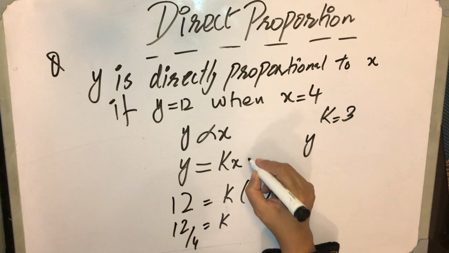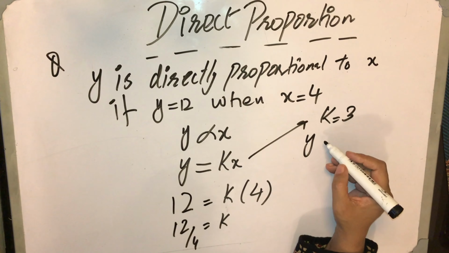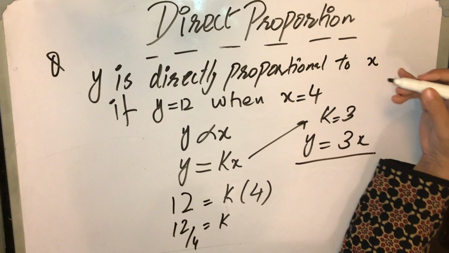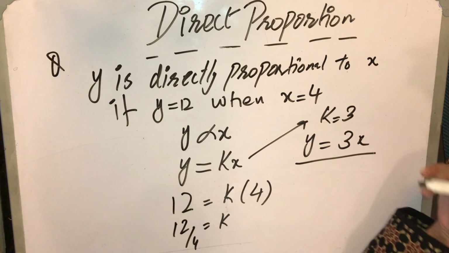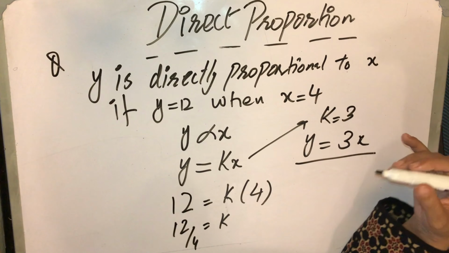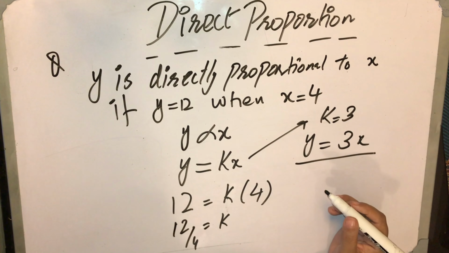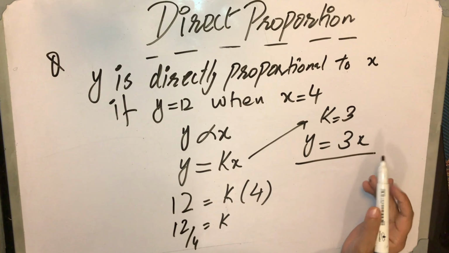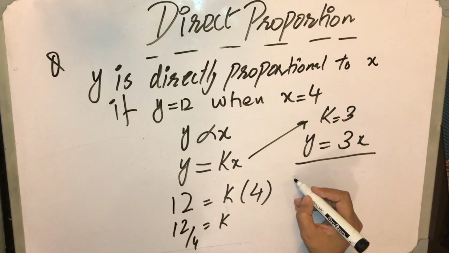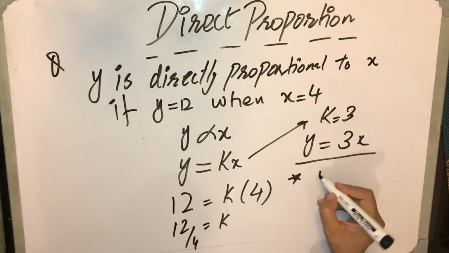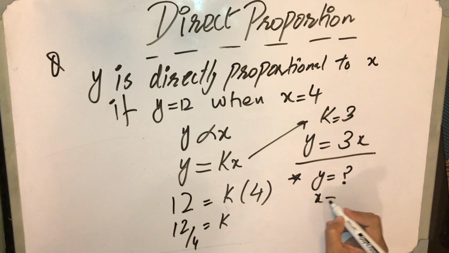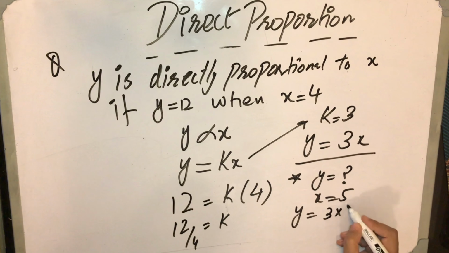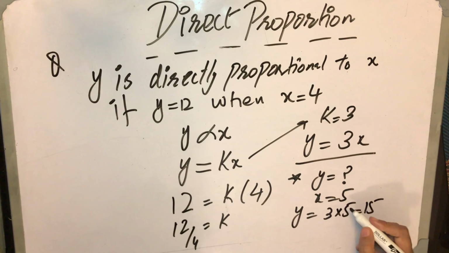So I shall put this k in this equation, y equals 3x. This equation is only for this specific question. This relationship will work only in this question, not in any other question. Right now we have to make an equation connecting x and y. We have made the equation connecting x and y: y equals 3x. Next we have to find the value of y when x equals 5. We shall put here 5, y equals 3 into 5, y will be 15 when x is 5.